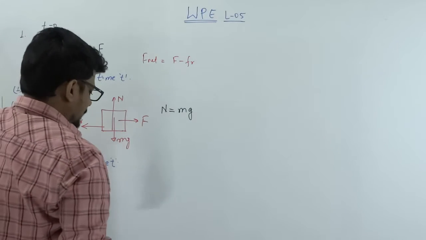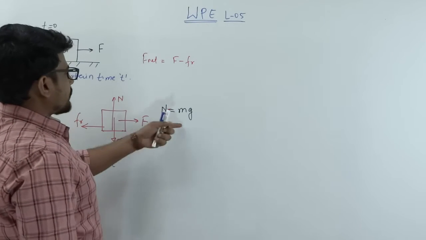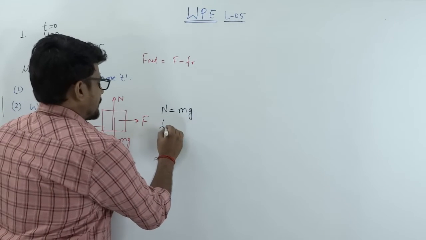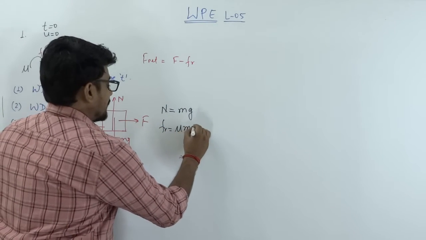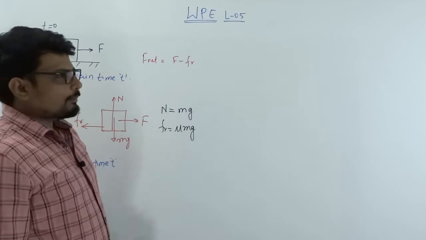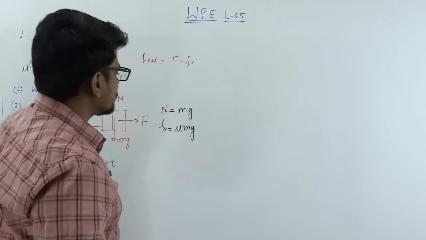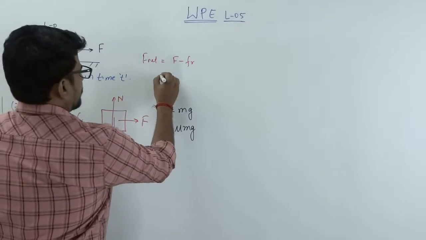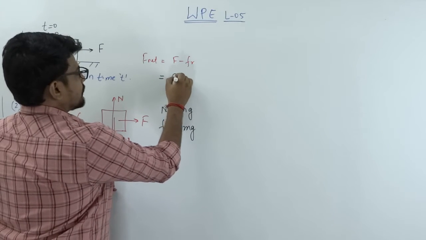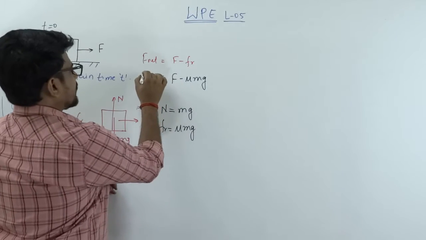There is no difficulty; I will finish this quickly because there is not much in it. Normal reaction is going to be mg. It means the friction force is going to be mu times mg. Assuming that this force is greater than static friction, only then will the body start moving, or the body is not going to move, that's for sure. Now, since we have found the friction force, the net force acting should be how much? F minus mu times mg.